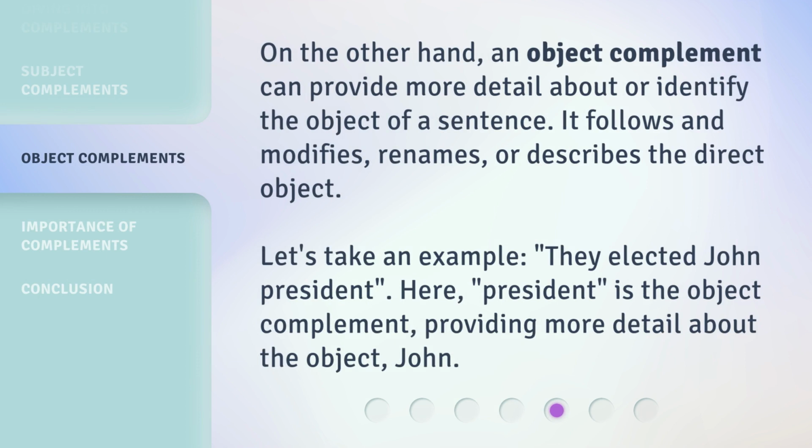On the other hand, an object complement can provide more detail about or identify the object of a sentence. It follows and modifies, renames, or describes the direct object. Let's take an example. They elected John president. Here, president is the object complement, providing more detail about the object, John.